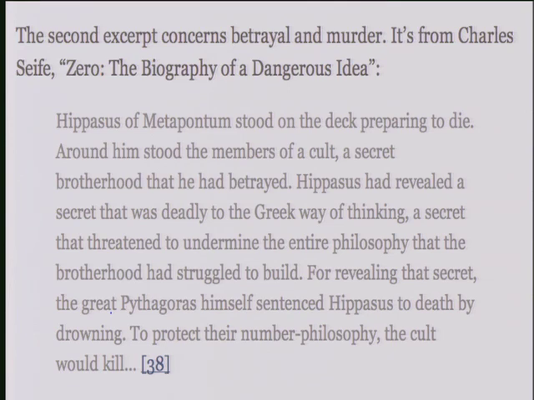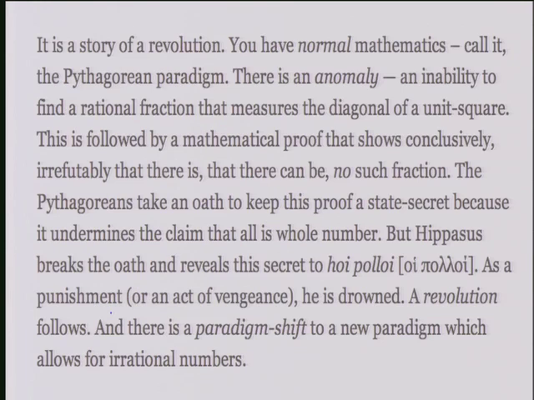Hippasus revealed a secret that was deadly to the Greek way of thinking, a secret that threatened to undermine the entire philosophy that the brotherhood had struggled to build. For revealing that secret, the great Pythagoras himself sentenced Hippasus to death by drowning. So to protect their number philosophy, the cult would kill. Okay, so the legend has it, or the story is, that Hippasus was actually thrown off the ship. He was drowned because he revealed a certain secret. So what was the secret?